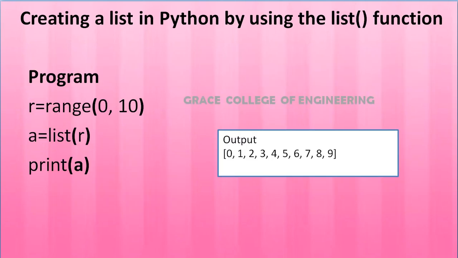There is another method to create a list by using the list function. So you can see one example program. R is a variable which is equal to range of 0, 10. The values will be stored in the R variable. Next, A is another variable which is equal to list of R. List is a function. So the values stored in the R variable will be moved here and stored in the A variable. Then print A.